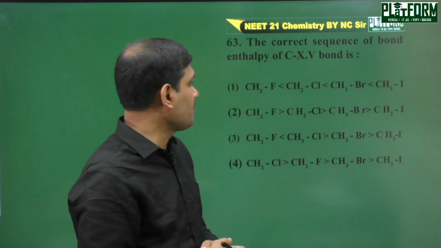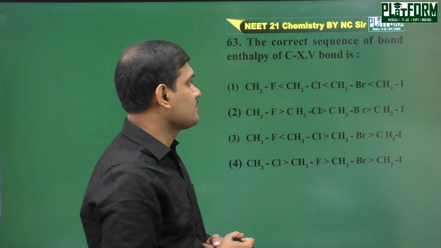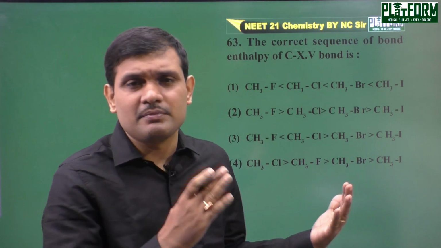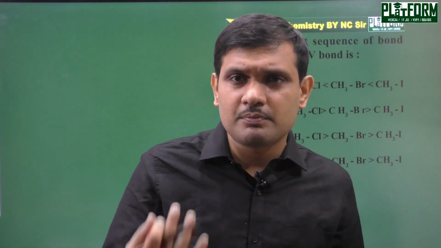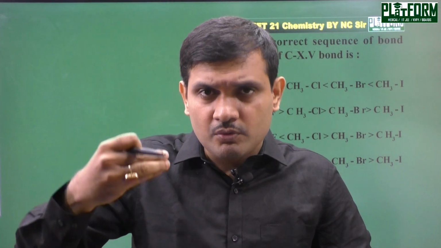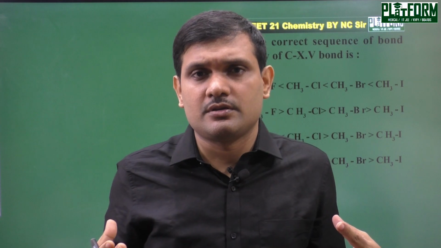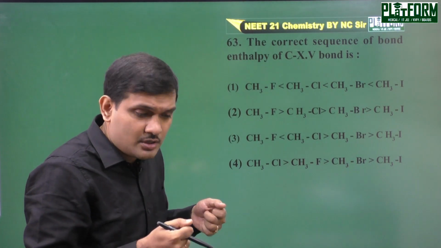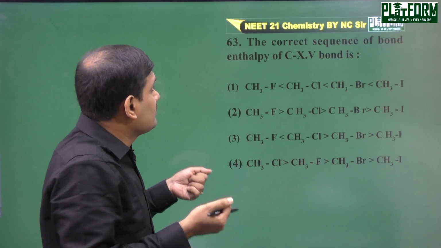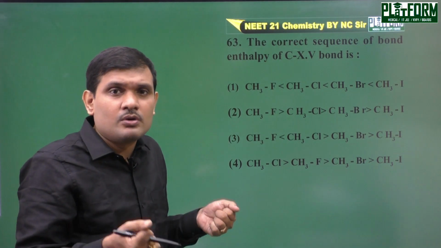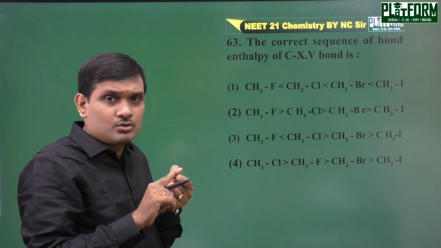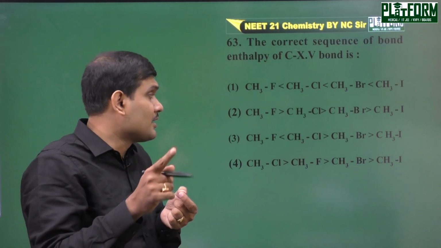The correct sequence for bond enthalpy of C-X bond. It is given some methyl halides: methyl fluoride, chloride, bromide, iodide. Now, as we move from fluorine, chlorine, bromine, iodine, the atomic size increases. So carbon-halogen bond length increases. As the bond length increases, the bond becomes weak, and definitely the bond enthalpy value will decrease. So in CH3F, the C-F bond will be a stronger bond. It will have high bond enthalpy.